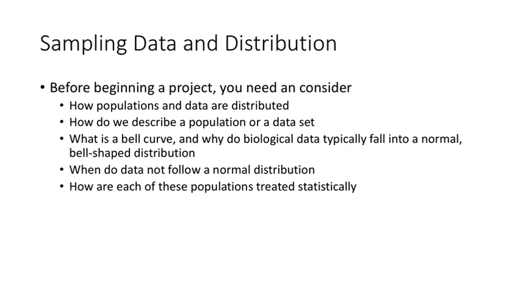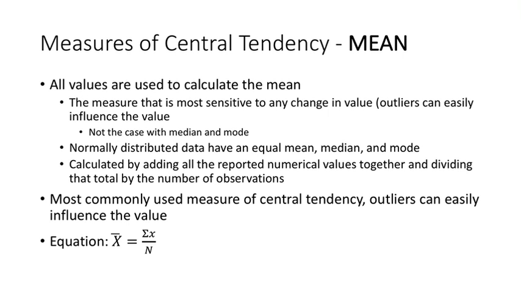Before we begin any project, whether it's in this class or whether we're gathering our own information, we want to consider how the data are distributed. How would we describe a particular data set depending on its distribution? Is it a bell curve or is it not a bell curve? And when data do not follow a normal distribution, what in the world do we do? Do we deal with, say, non-parametric statistical measures? And how is each of these different kinds of populations treated statistically, whether parametrically or non-parametrically?